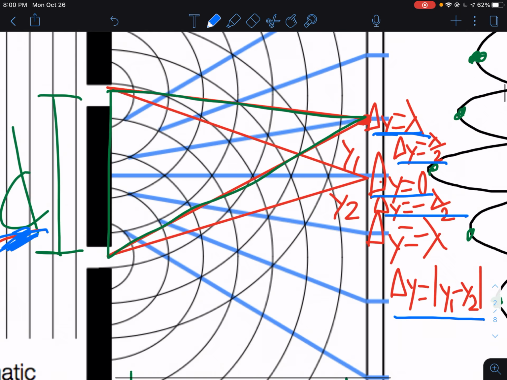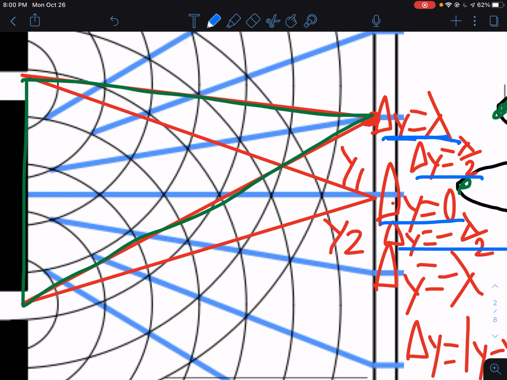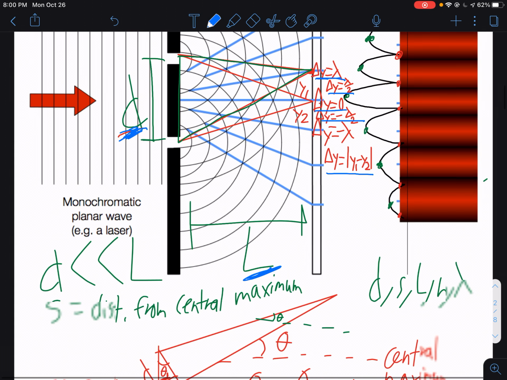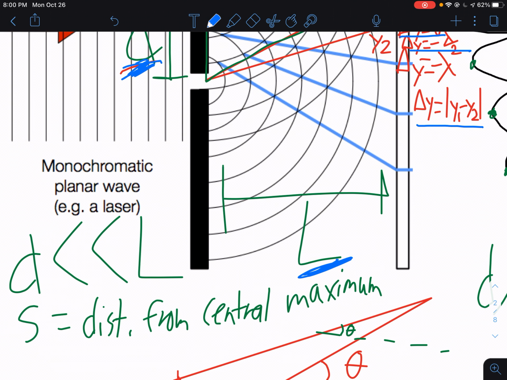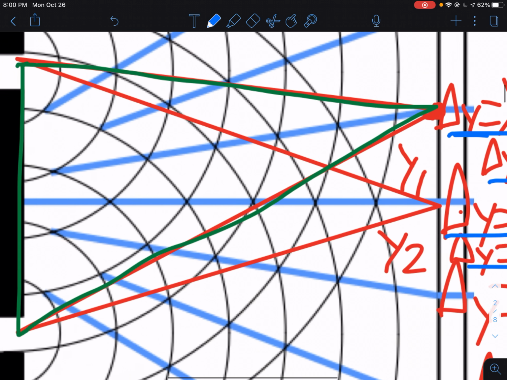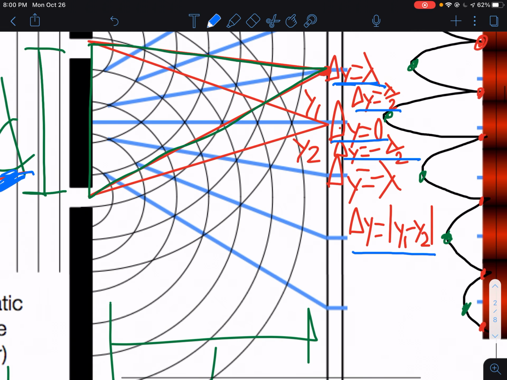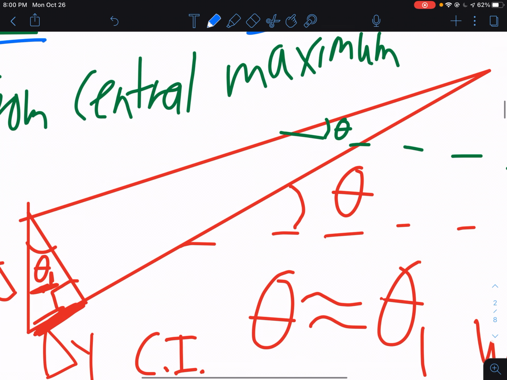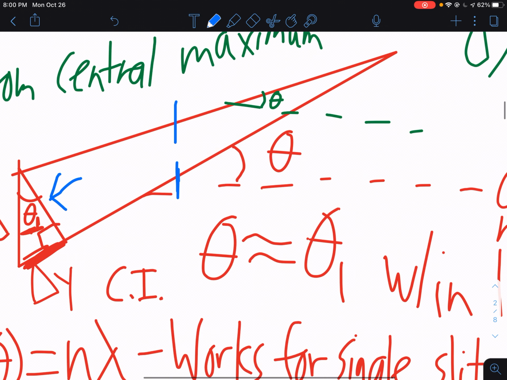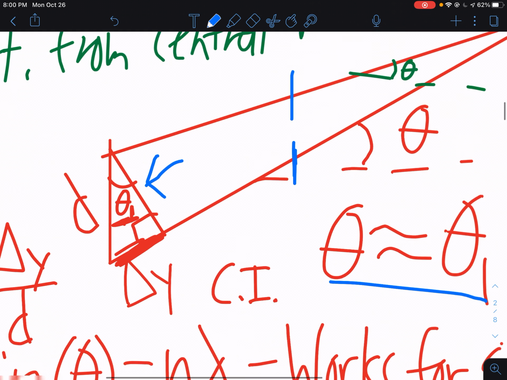You can see that we're going to focus on the point delta y equals lambda, which is the green triangle. We can make an assumption that d is much less than L. The triangle that's marked in green actually looks a lot more like this. I dropped a perpendicular here, which makes these approximately isosceles due to our assumptions. So we have the angle theta 1, which is approximately theta. It's the small one that I drew in here.